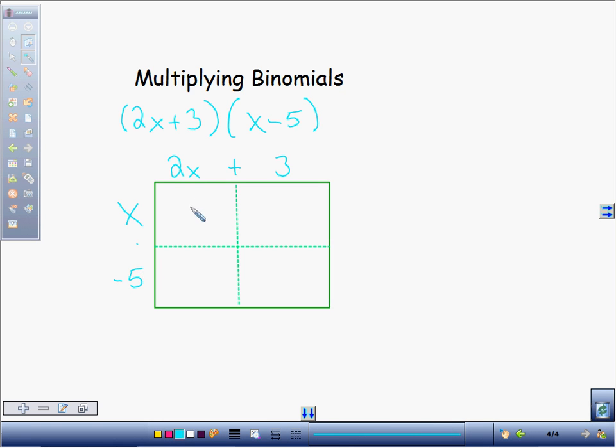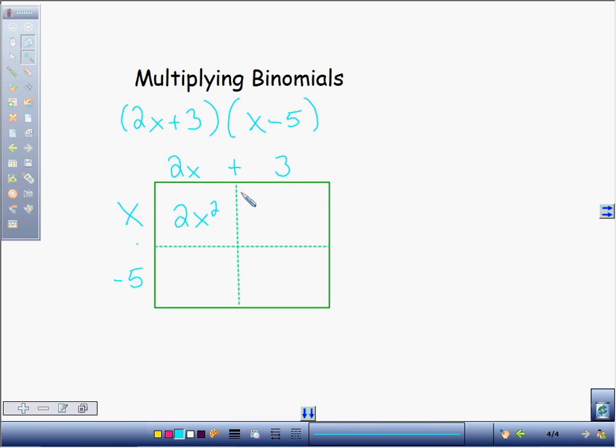This is called an area model because you're finding the area of each one of these boxes. How do I find the area of something? Multiply the base times the height. So what is 2x times x? 2x squared goes in this box right there. You follow that? 2x times x gives you 2x squared.